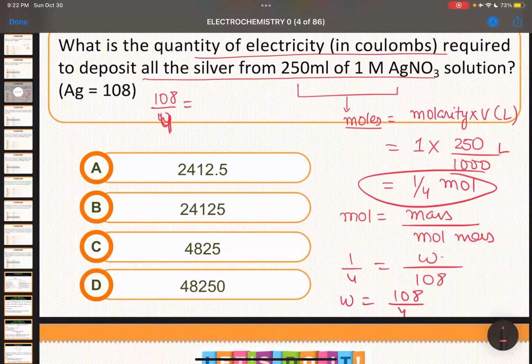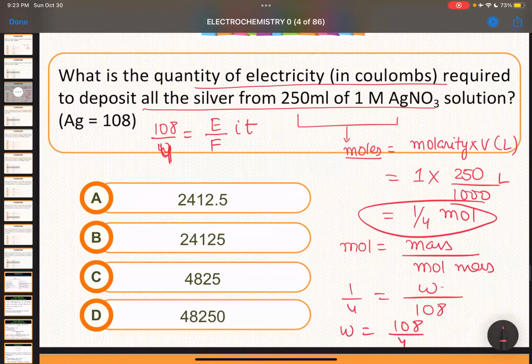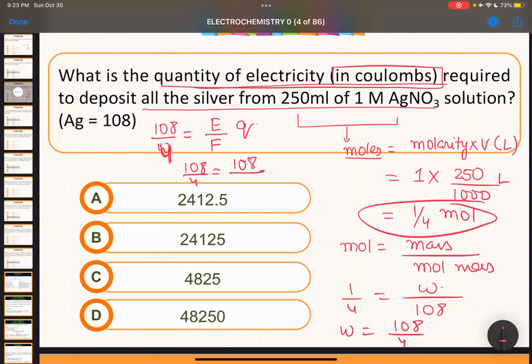W equals ZIT. Z equals equivalent weight by F, into I into T. Because they are asking the quantity of electricity in Coulomb, they are asking the charge, so write it as Q. 108 by 4 equals equivalent weight 108, molecular weight by 1, because silver is mostly Ag plus. Clear? So 108 will get cancelled. Q equals F by 4.